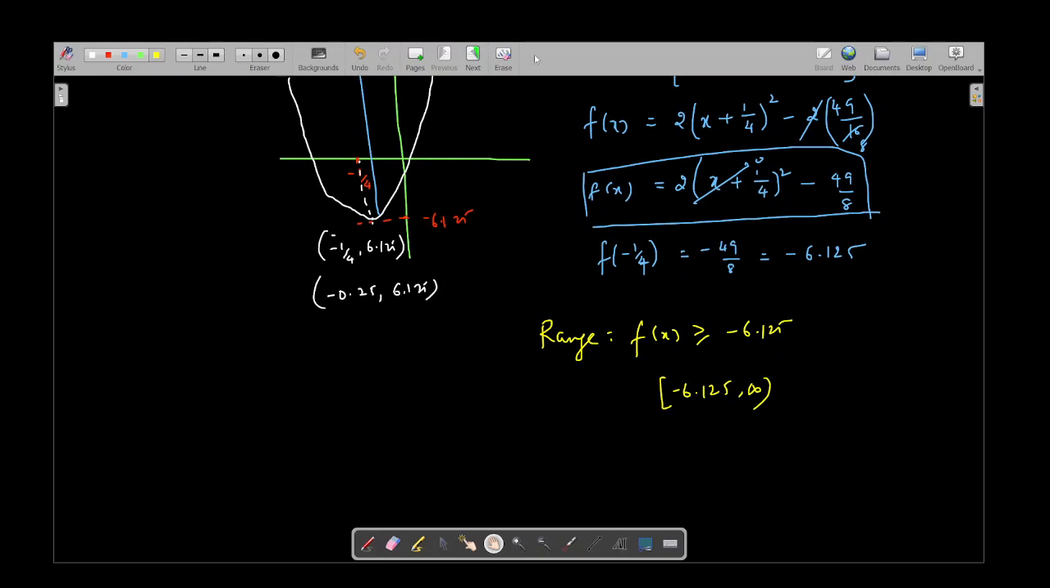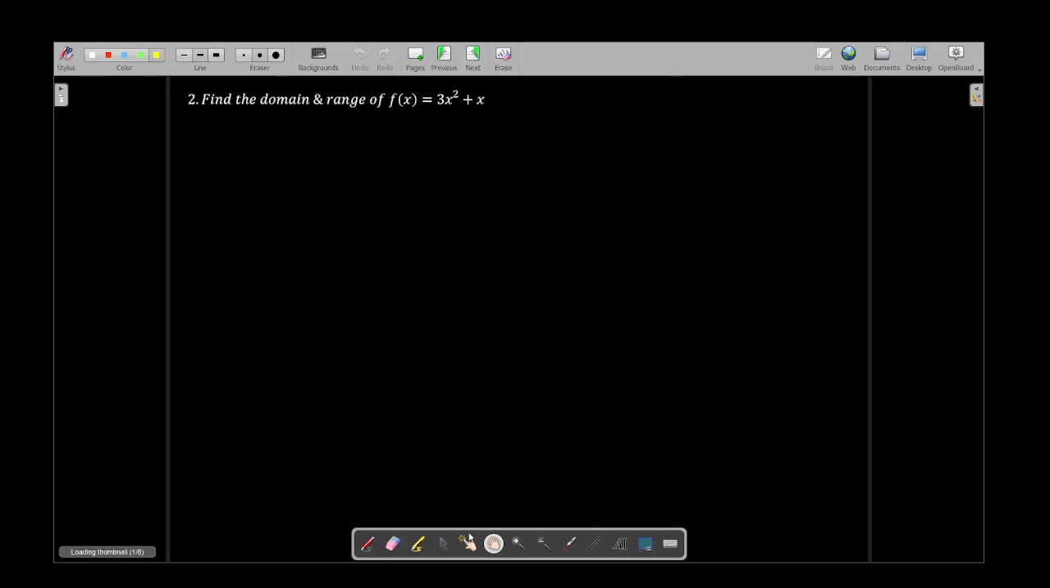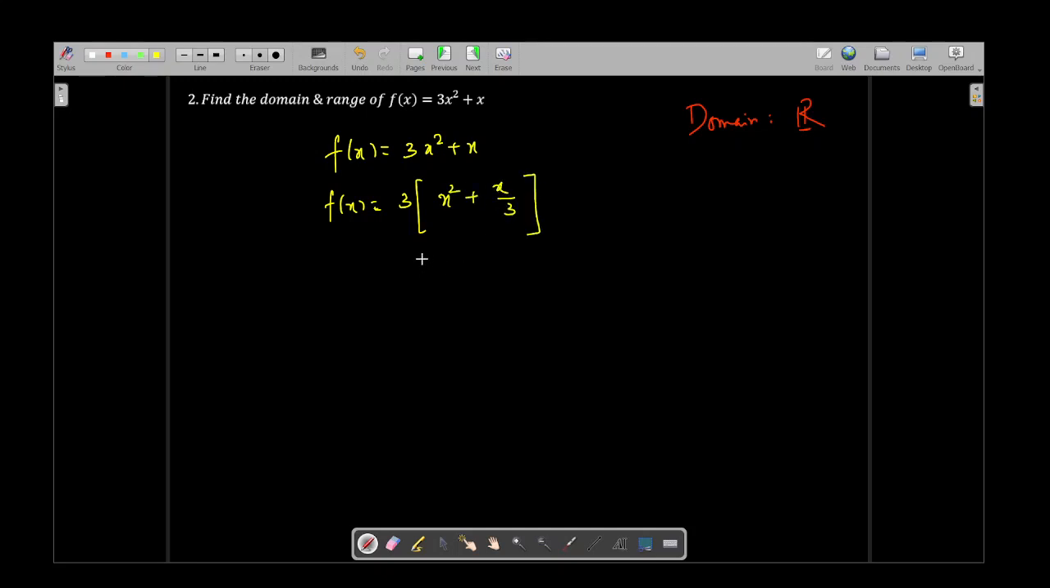Let us solve another problem. Here a is 3. So f of x is equal to 3x square plus x. We'll not worry about the domain of this function, because the domain is the complete set of real numbers. To find the range, I'll apply the completing square method. I have to take 3 outside because the coefficient of x square should be 1. If I take 3 outside, this becomes x square plus x by 3.